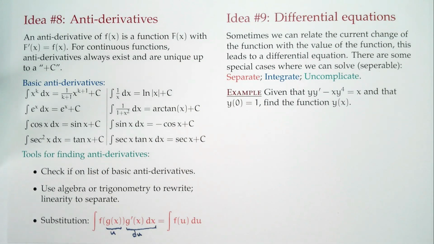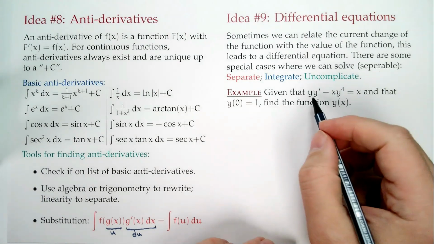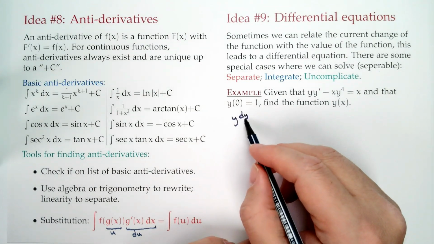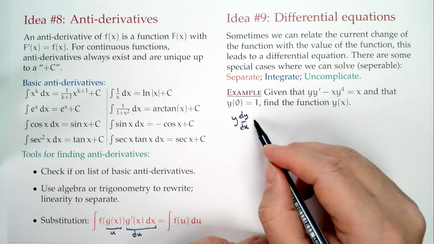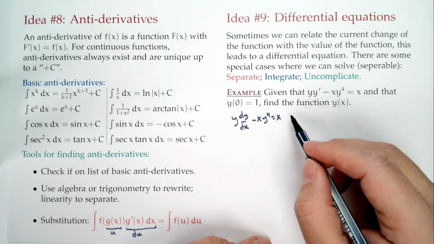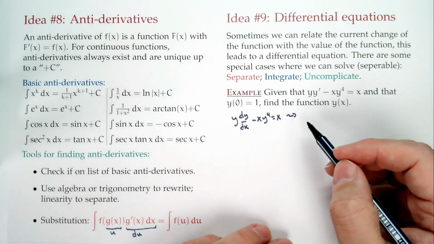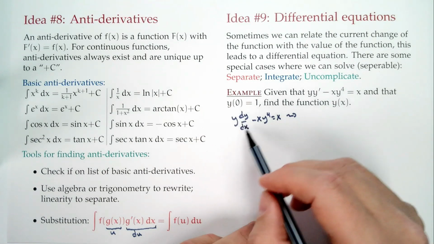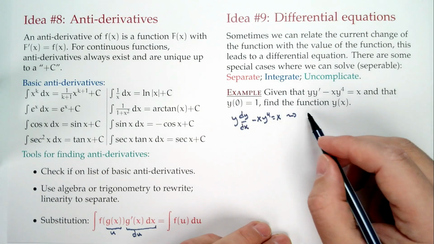So let's start with the first case, which is to separate. First off, the key here is to think about y prime. I'm going to think of that as really dy over dx. And when we're talking about separating, what we want to get to is the point where I put all the y's on one side and all the x's on the other side. So first off, I'm going to try to isolate this dy dx.